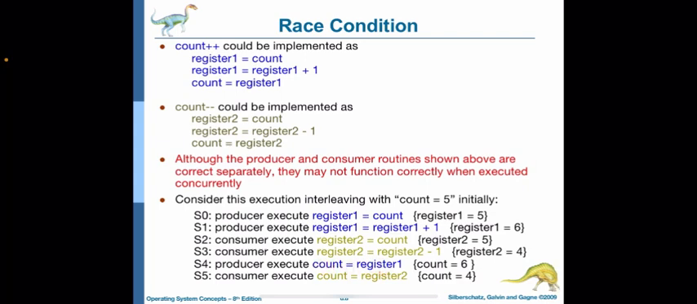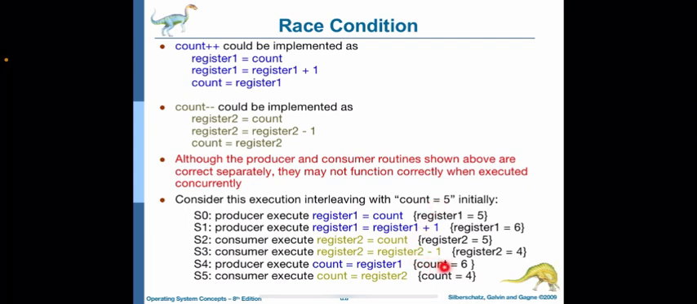And finally the execution proceeds with consumer. Consumer executes this instruction, count is equal to register 2. Register 2 value, which was actually 4, that is updated into count. Actually, if these two processes, that is consumer and producer, execute in the correct way, one increment and one decrement by these two processes, the initial value should be as such, right? After executing these two processes once, the value of the count should be 5 itself.